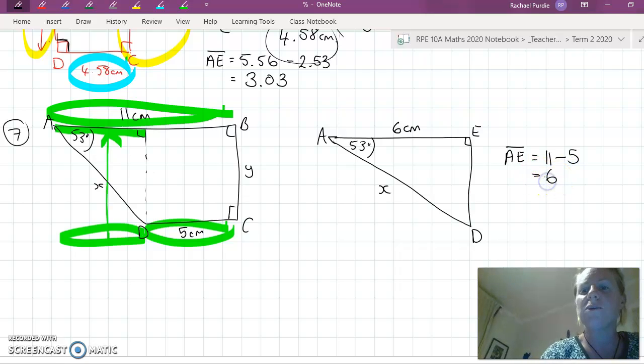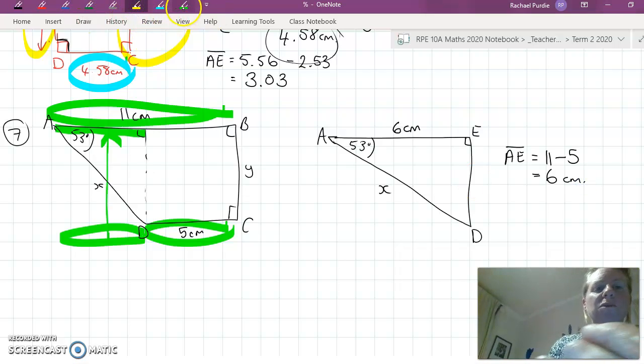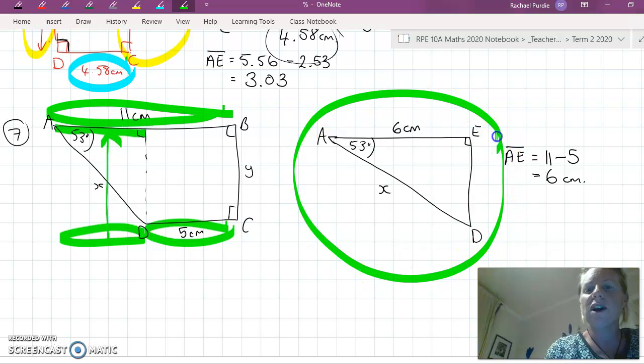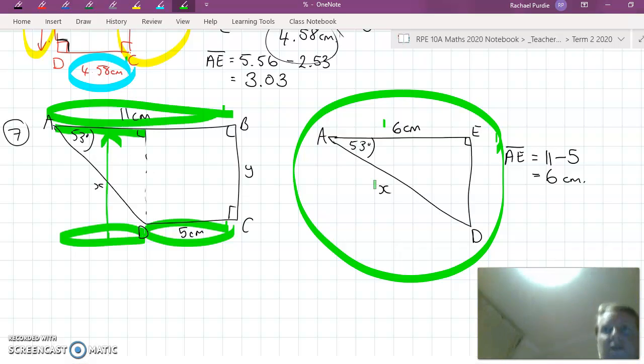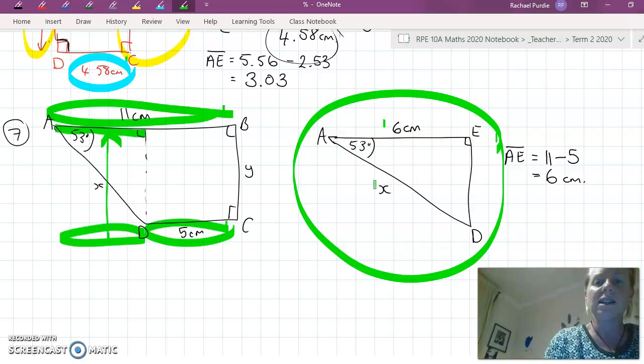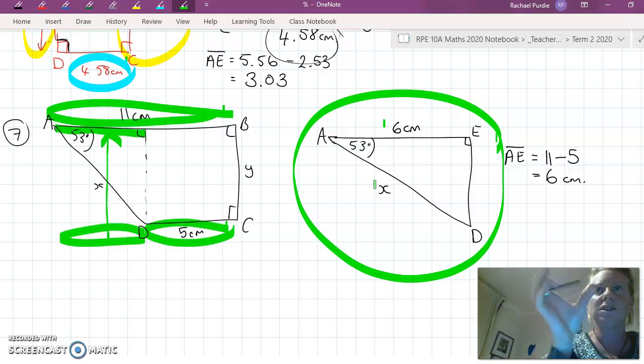We're all about showing off, especially in this topic, showing off how you do things and how you know it. So, 6 centimetres. Now if we look at this beautiful little green triangle again, hopefully you can see that we've got adjacent and hypotenuse, so you can use cos to find x. Cos of 53 equals 6 over x, and then remembering, you'll end up with 6 over cos of 53.